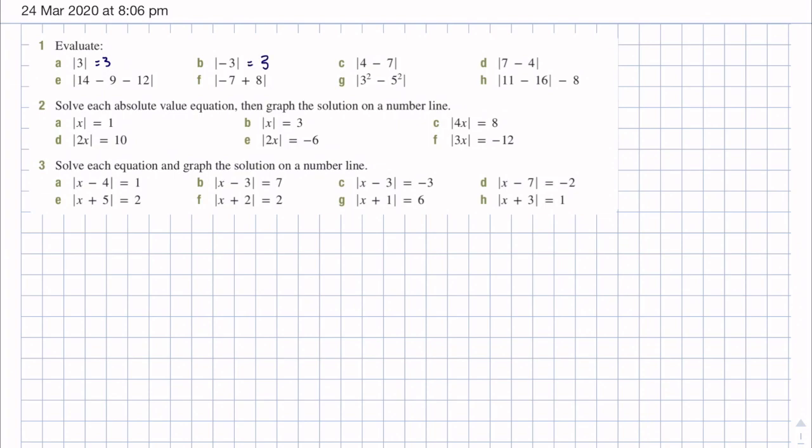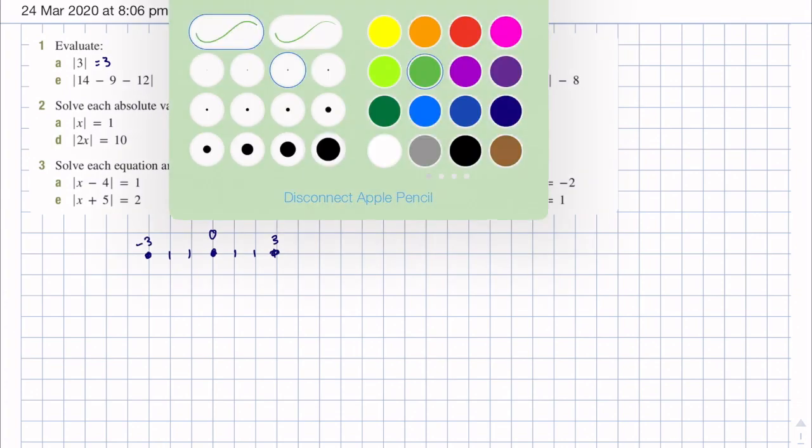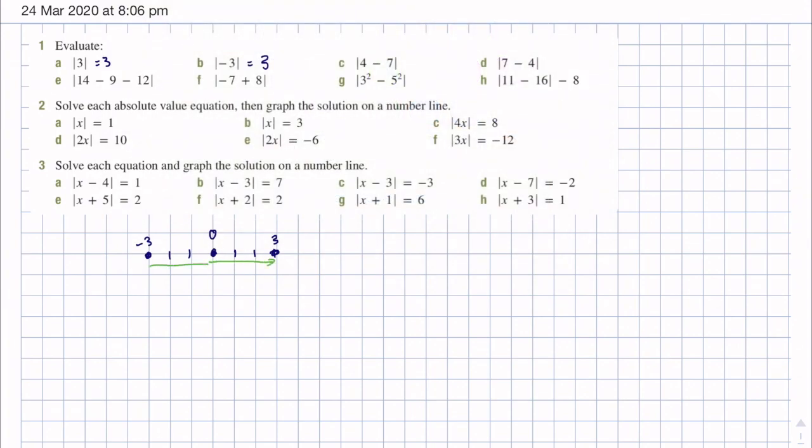So it's literally, pretend this is 0, 1, 2, 3, -1, -2, -3. It's anything that's 3 units away from the 0 mark on a number line. So if you did 4 take 7, well, that would come out as -3. And the absolute value of -3 is 3. If you did 7 take 4, then that's 3, which is just 3. If you did 14 take 9 take 12, that's -7, which is 7.